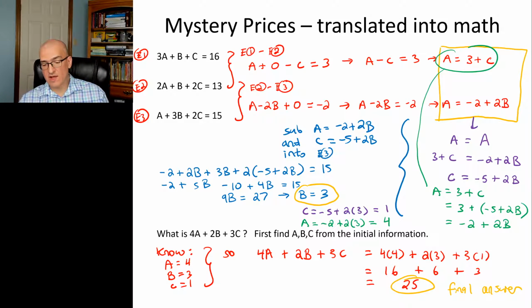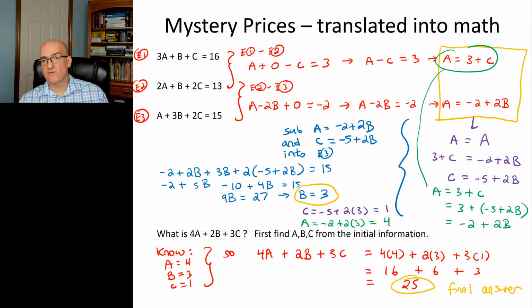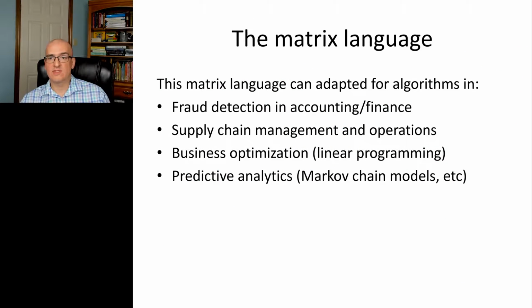For example, we could have had a fourth buyer whose bill was inconsistent with this information. We could have had someone buy, let's say, 4 bags of apples, 2 bunches of bananas, and 4 coconuts, which should total to $26, but maybe they said it was $27. So we'd go through the same process and find an inconsistency. If this was an accounting process, that might indicate fraud, that someone in that group of 4 is involved in some type of fraud. They're over-reporting their costs and they're pocketing the difference.